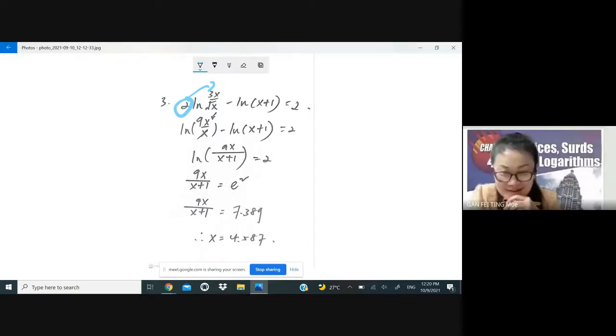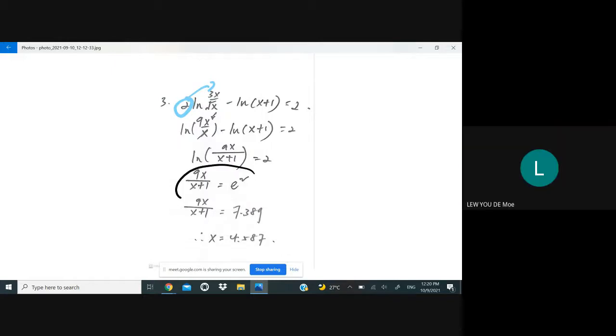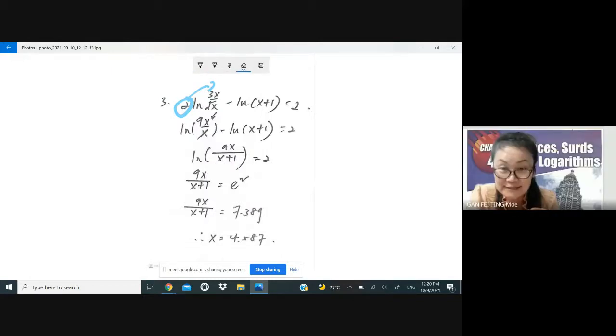You jump a lot of working. From 9x over x plus 1, from the fifth line, you did not cross multiply, right? Then all of a sudden you get x. My advice is to show that line. Can you please circle the fifth line? Fifth line. No, this is 4. This is the fifth line. Okay.